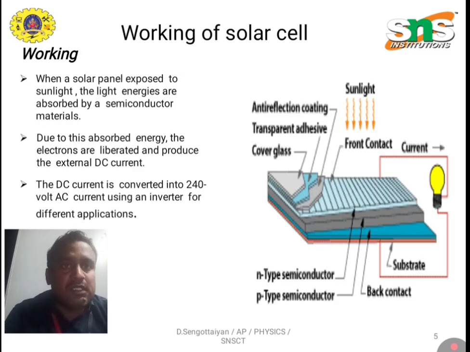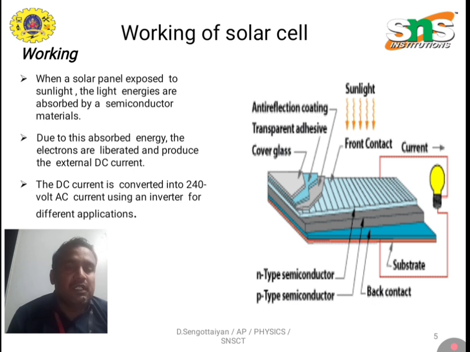Then the working of solar cells. When a solar panel is exposed to sunlight, the light energy is absorbed by the semiconducting material, that is, the PN junction. Due to this absorbed energy, the electrons are liberated and produce an external DC current. We already discussed this process. The amount of light energy absorbed by the material is then converted to electrical energy due to the recombination of holes and electrons, with different types of materials.